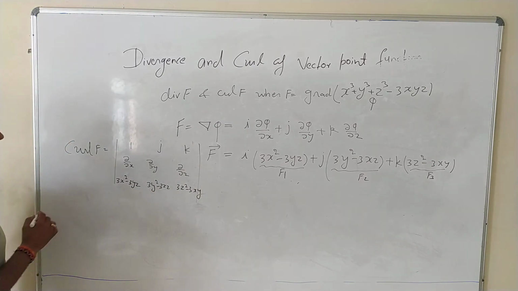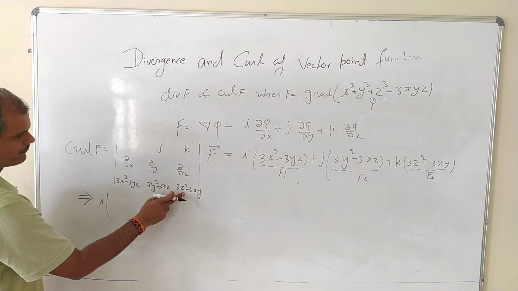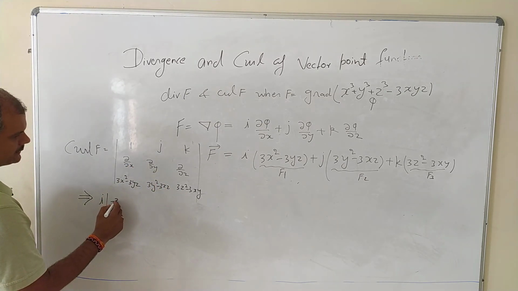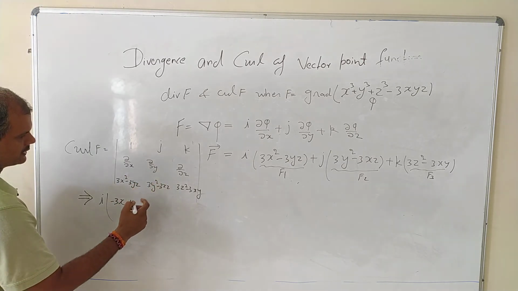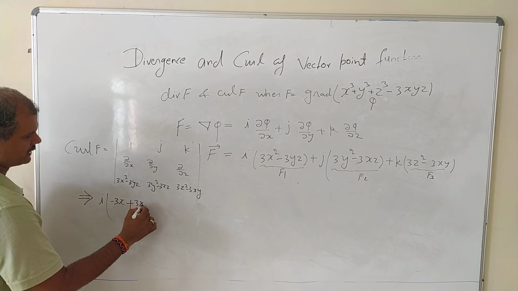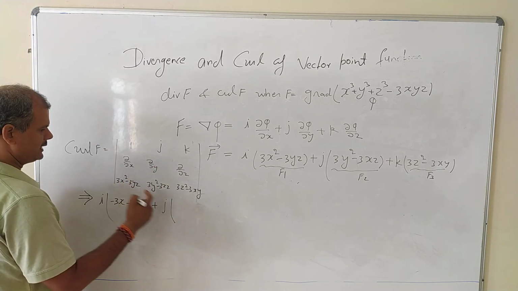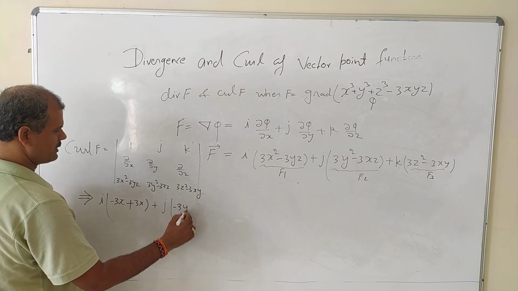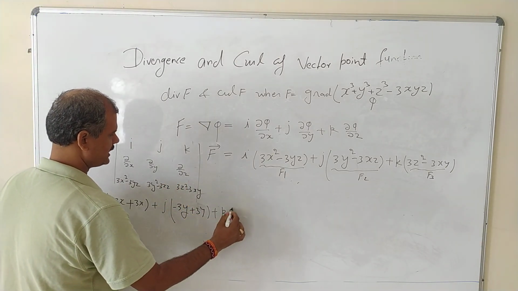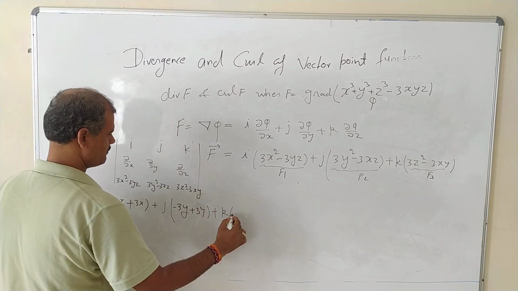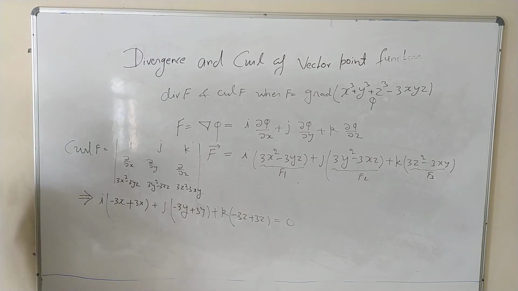Fine. Now we will open that determinant. I del by del y, so what we get here? Minus 3x, right? Minus plus del by del z, so we get the 3x, plus j into del by del z, so minus 3y, del by del x, plus 3y, plus k, minus 3z plus 3z, so 0. So curl of f is 0.